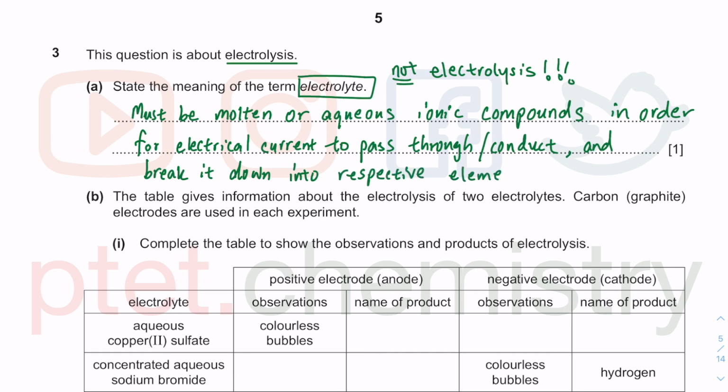So this is basically relating electrolysis to what the electrolyte itself is. For the 1 mark, you really have to talk about the molten or the aqueous ionic compounds in order for the electricity to conduct. I guess you don't really need the second point.